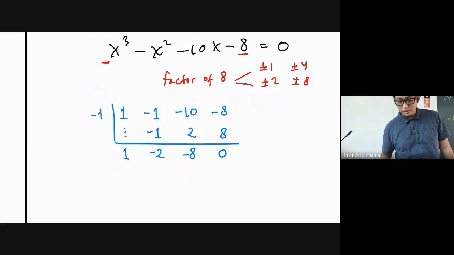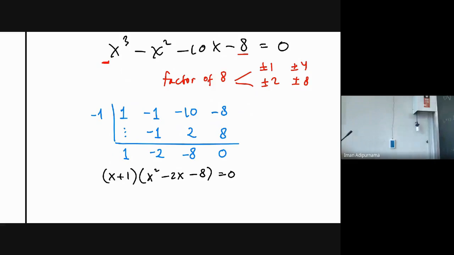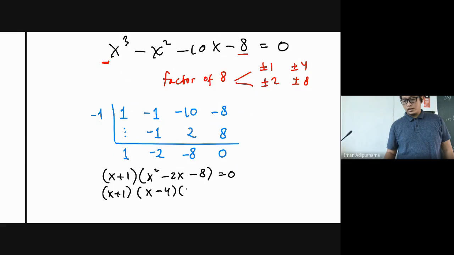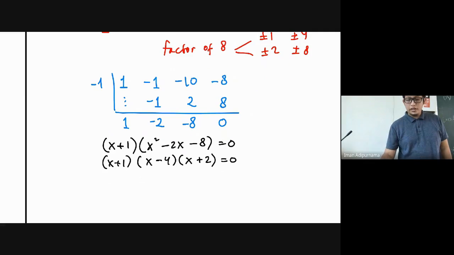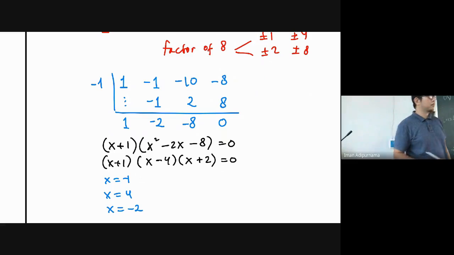So you have x plus 1, and then x squared minus 2x minus 8. You can divide this with another possible value, but I think we can just factorize this, right? x plus 1, and then what? x minus 4 and x plus 2, right? And then you have x is negative 1, x is 4, and x is negative 2.